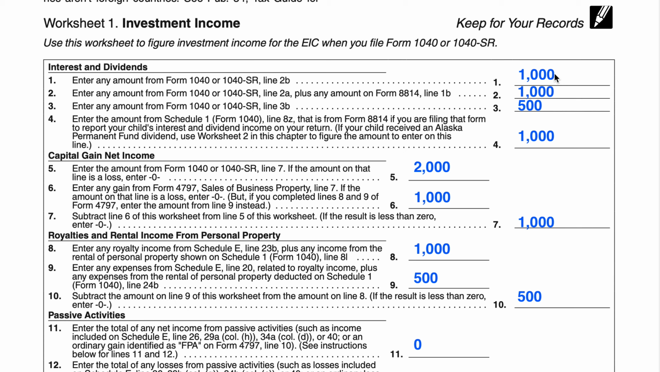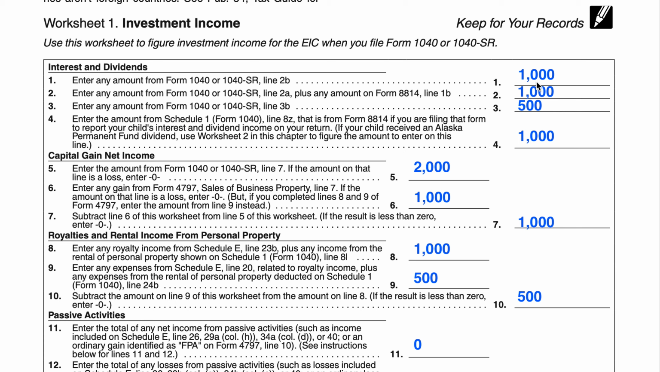In line 2, this is the line 2A amount, which is tax-exempt interest, plus any amount from IRS Form 8814, line 1B. Form 8814 is the form that you would use if you have a child who has a certain amount of unearned income and you're looking to claim that child as a dependent on your tax return. Basically, their income becomes part of your income. So let's just say that total amount of tax-exempt interest is also $1,000.